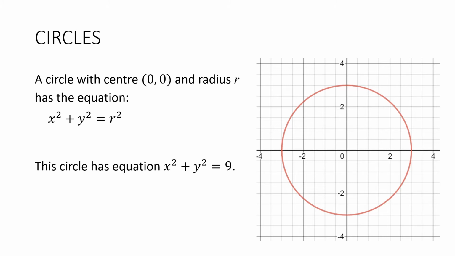Now, if we have a look at this circle here, this has got an equation x squared plus y squared is equal to 9. We can see that the radius is 3, and when we square it, we get 9. So that's what goes here.